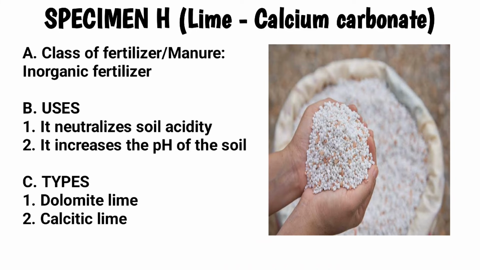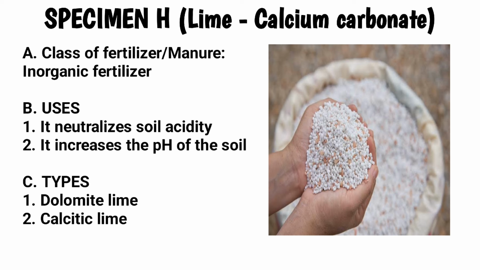So we look at specimen H, which is lime or calcium carbonate. This is an inorganic fertilizer, just like the NPK fertilizer. So the uses are, it helps to neutralize soil acidity. This is one of the most important reasons.